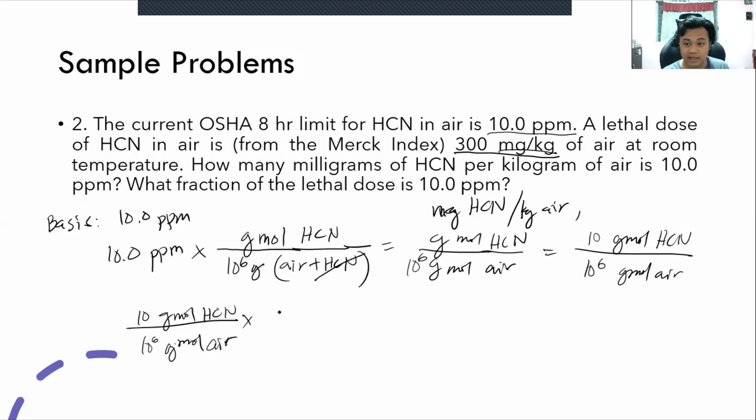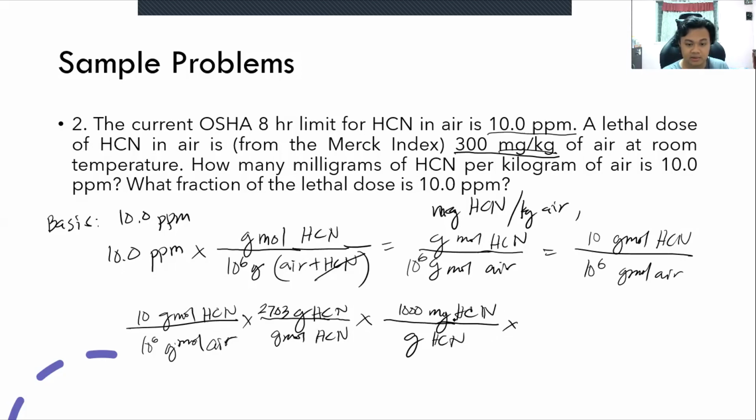Let's convert the HCN first. We will get the molar mass for us to get the milligrams. The molar mass of HCN is 27.03 grams of HCN per gram mole of HCN. And then we will convert it from grams to milligrams: 1000 milligrams of HCN is equal to 1 gram of HCN. That's settled now.